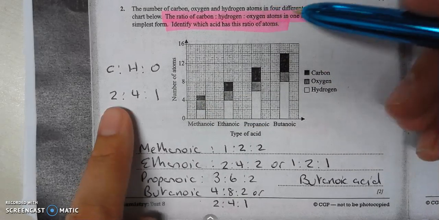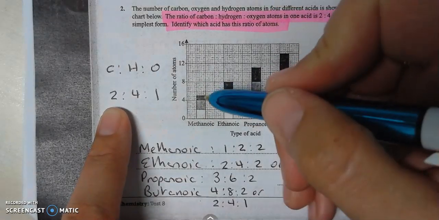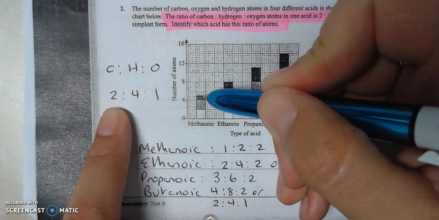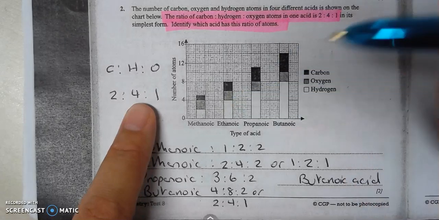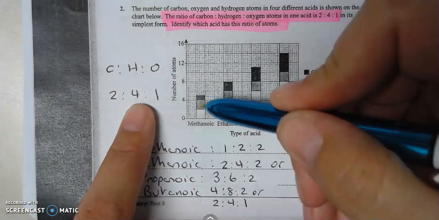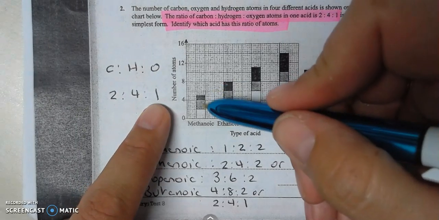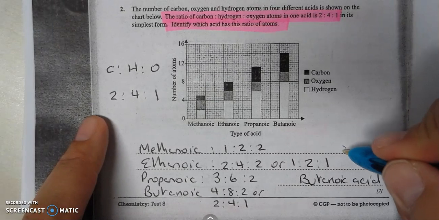So, my ratio for carbon first of all, and I do it in the same order. Carbon is at the top, and if I work that out, that is 1 block. Hydrogen is at the bottom, so that's 2 blocks. And then if I work out the oxygen, that's 2. So that's 1, 2, 2. That tells me straight away that it's not that one.